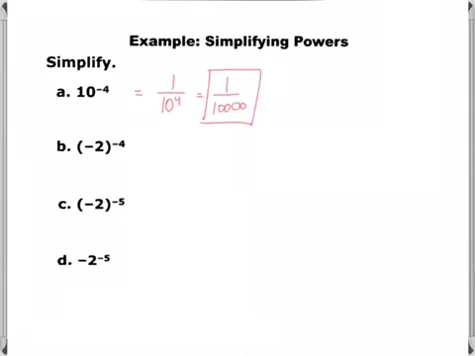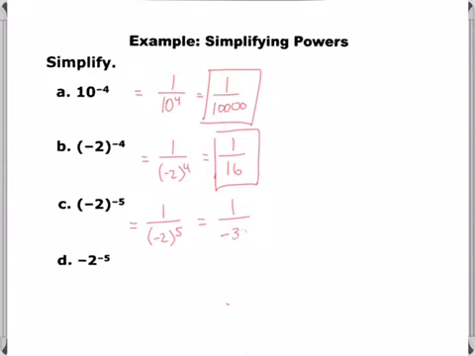Next one, we've got negative 2 to the negative fourth power. That gives us 1 over negative 2 to the fourth power. We can simplify this. We get 1 over 16. And next, we want to move it to get a positive exponent, so we get 1 over negative 2 to the fifth. We'll figure out what negative 2 to the fifth power is, and we get 1 over negative 32.